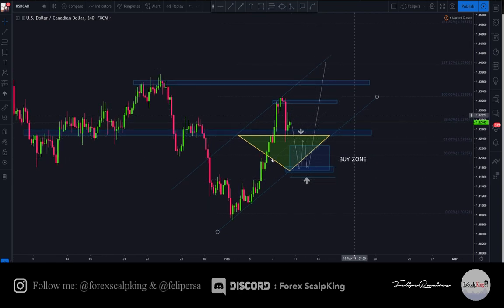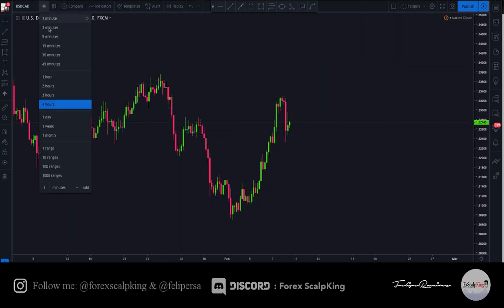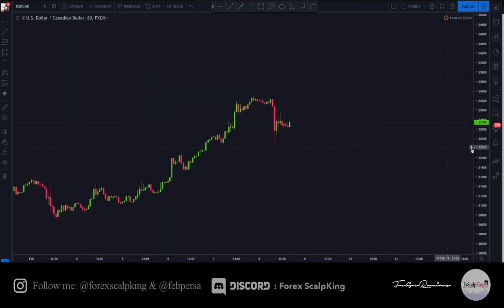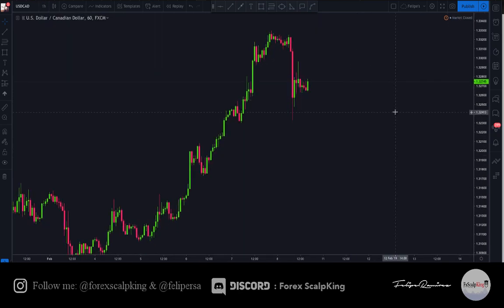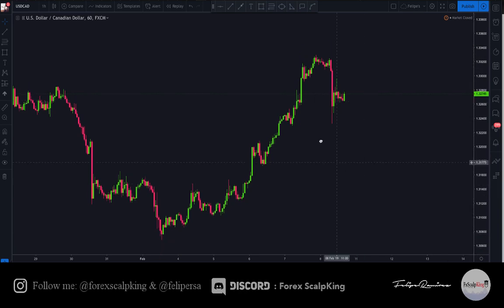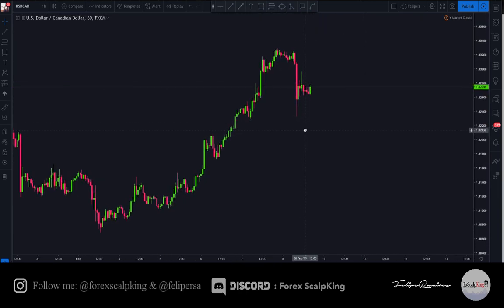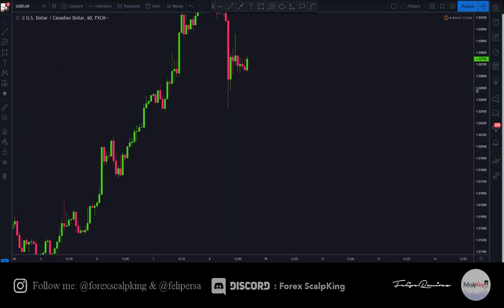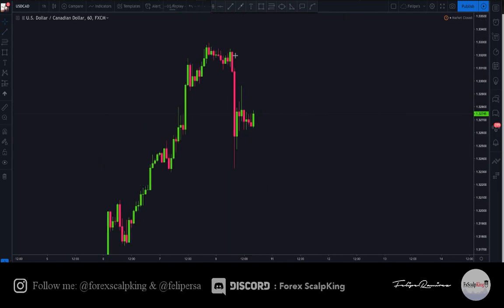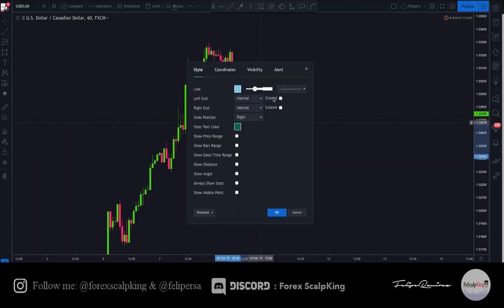Okay, this is my favorite setup right now. This is my favorite setup for USDCAD. Let's erase all this. Oh no, that hurt. Yeah, a little bit, but don't worry, we're going to do another one. Check this out, 1 hour. We are seeing an interesting symmetrical triangle right here. Boom, boom, boom.